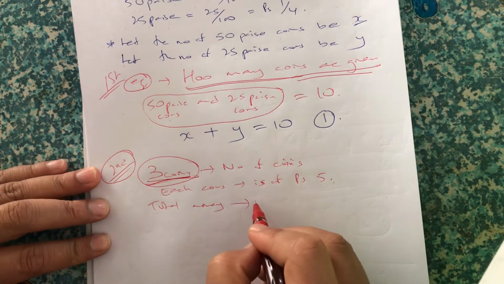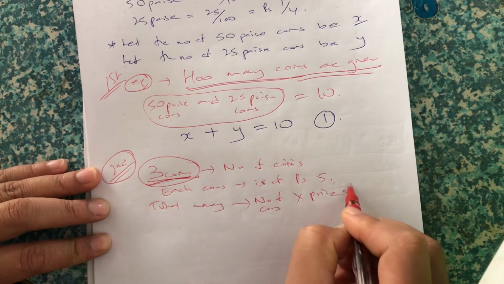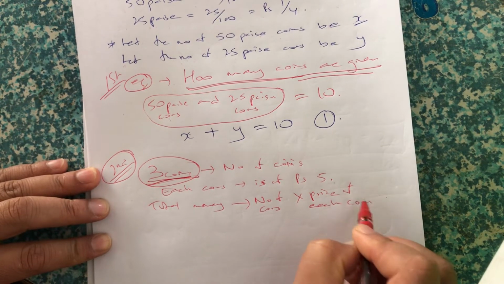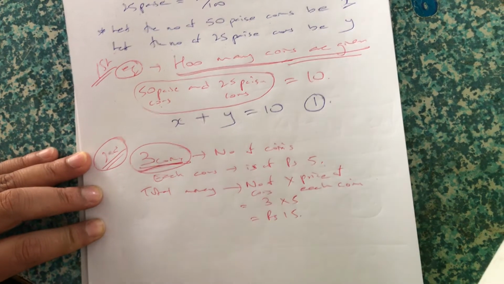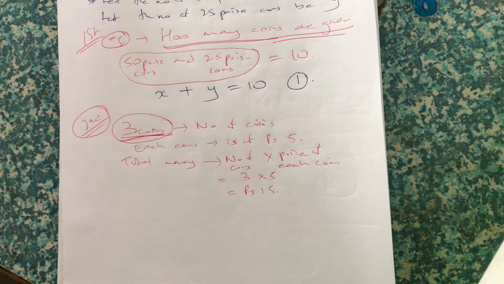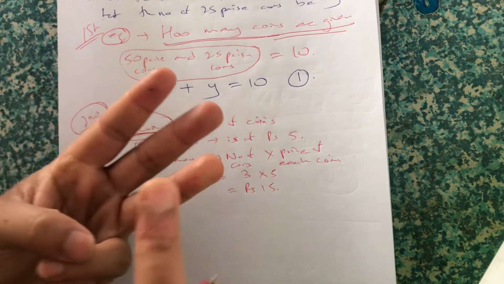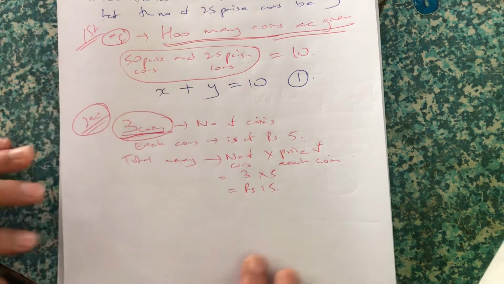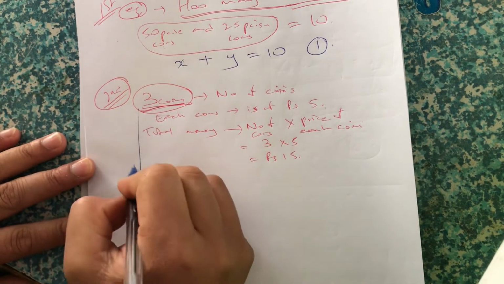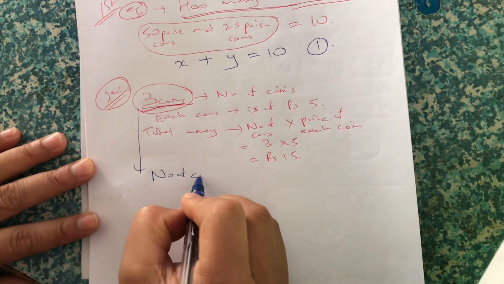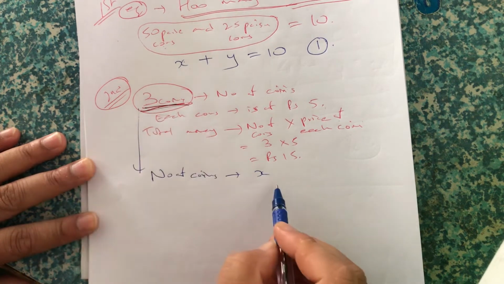It will be equal to the number of coins into the price of each coin. So that is 3 into 5, which means I have a total of 15 rupees. How do I know I have 15 rupees? I just know I have 3 coins, and each coin is of 5 rupees, so 5 threes are 15 rupees. Similarly, instead of 3 coins, now if I say the number of coins I have is x, just like 3 coins, I have x.